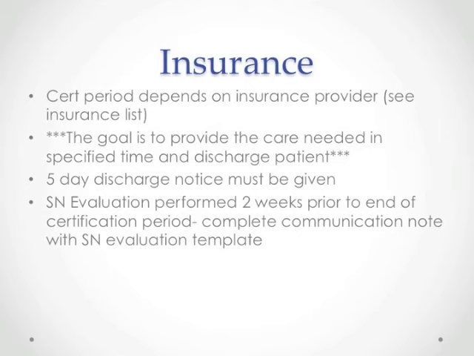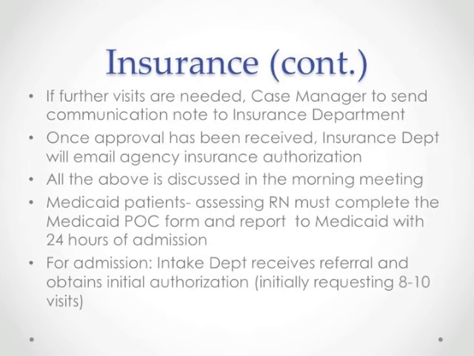So we need to know at least 2 weeks in advance if that patient will need to continue with home health services, what disciplines they continue to need, how many visits they need with that particular discipline, and then we get that sent over to our insurance department who will make those requests.